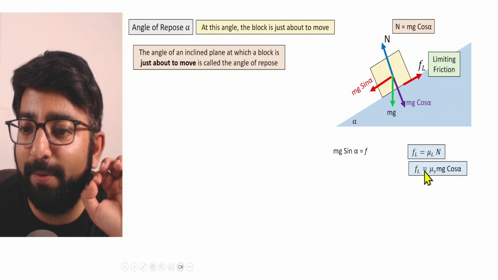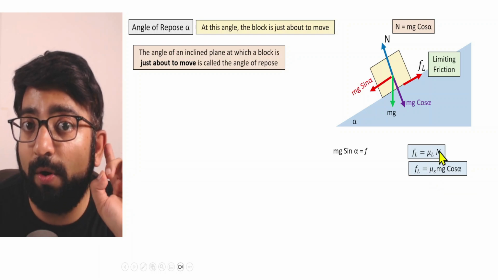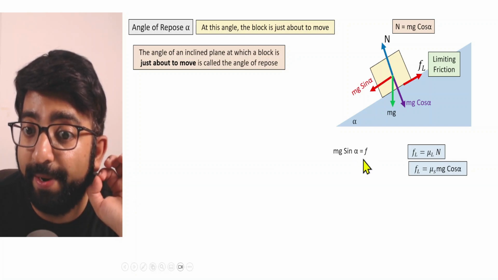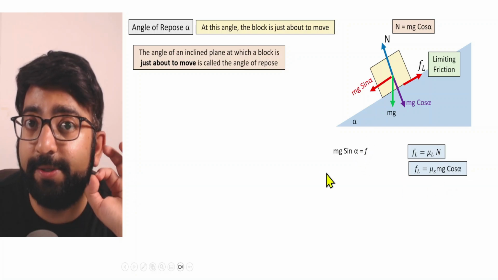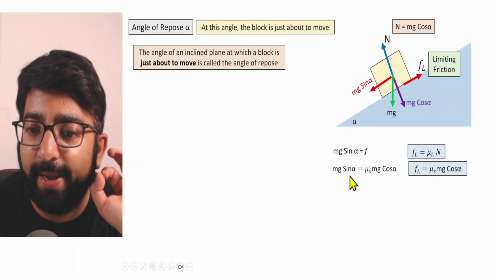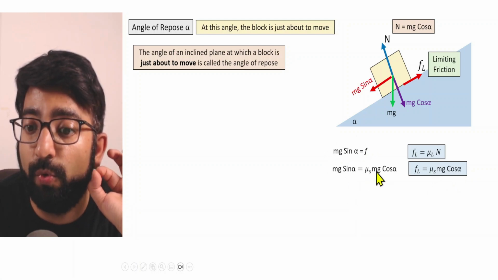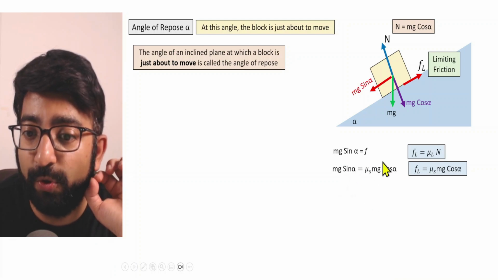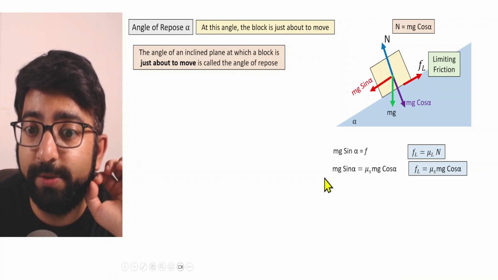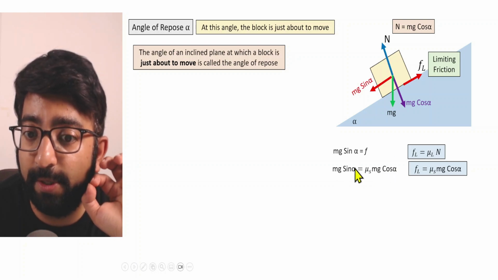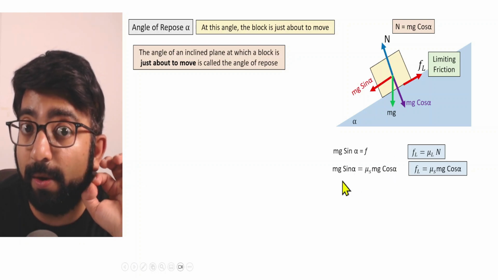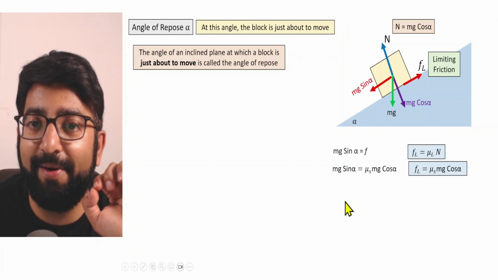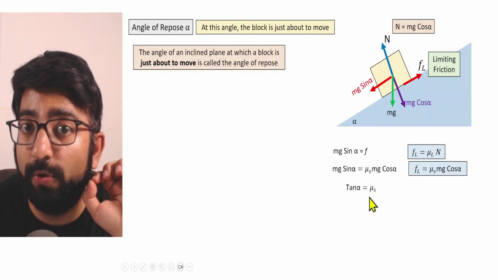Now in the exams and in the books, you can see mu s or mu l, but they mean the same thing, coefficient of static friction. Now we will replace this force of friction with this expression. Hence our equation will become mg sin alpha is equal to mu mg cos alpha. And let us make alpha the subject. So mg will get cancelled out from both sides. And if we take cos alpha on the left hand side by cross multiplication, we will get sin alpha divided by cos alpha, which is tan alpha. Hence, we get tan alpha is equal to mu s.